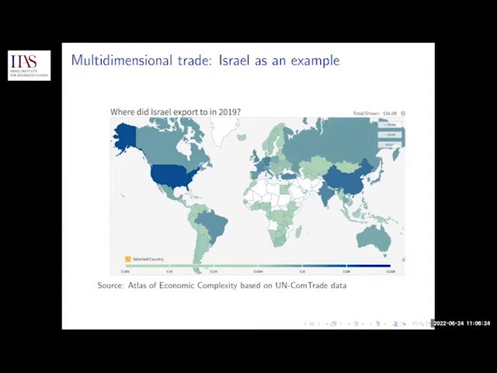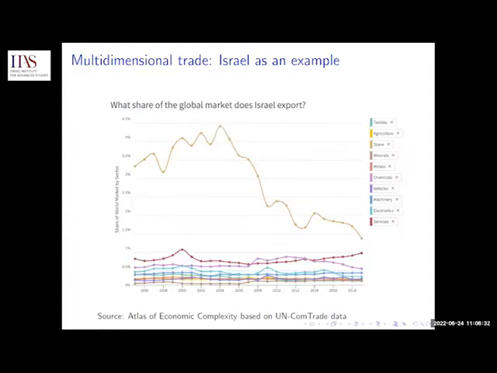So usually the country is going to export to countries that are relatively close by and relatively rich, and I'll come back on this later on. You can also think of this in terms of the time perspective. So how has the trade, or exports, by Israel evolved over time?